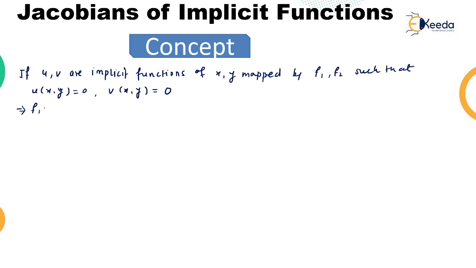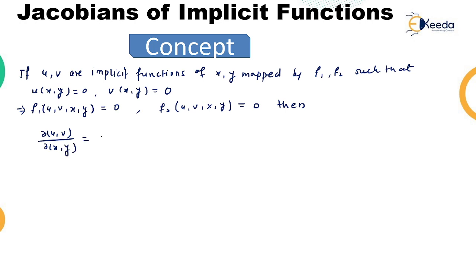f1 of u, v, x, y is equal to 0, and the function f2 also contains u, v, x, y, and this is also 0. Then ∂(u,v)/∂(x,y) is equal to (-1) whole squared in bracket. So that is very important, you have to understand it here.